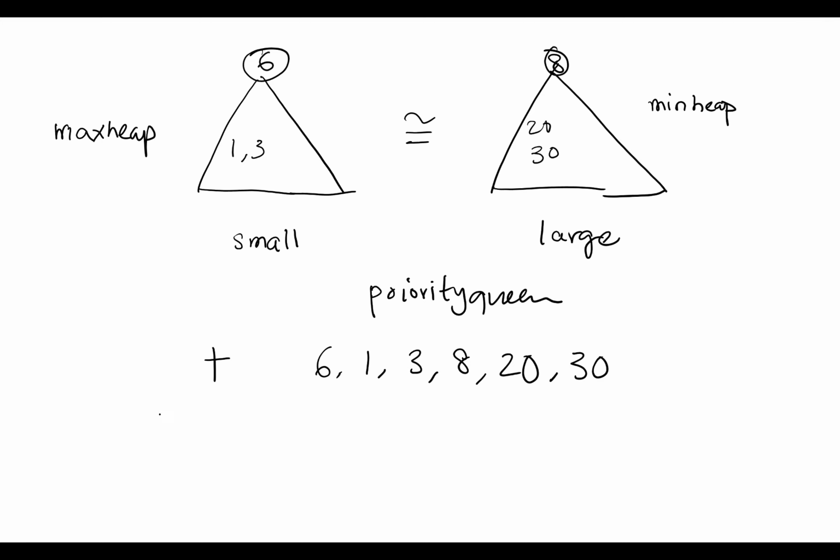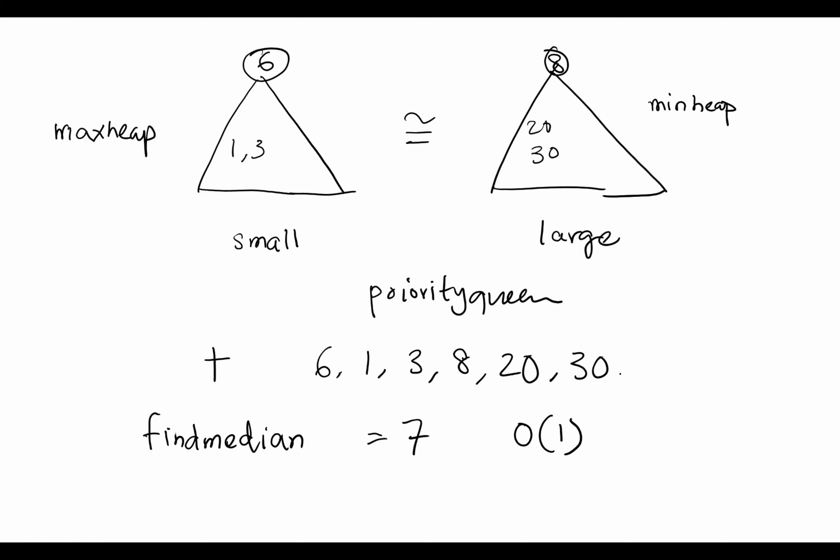Now if someone says find median, then we know that the median is going to be, we just have to add the 2 tops, and find median becomes 6 plus 8 divided by 2 equals 7, right? So find median is super simple. It will be order of 1. Now adding things, that's the tricky thing.